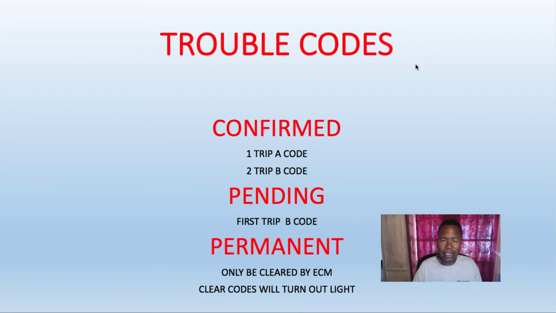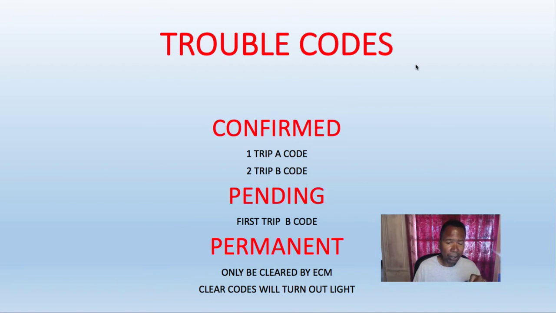Okay, OBD2 trouble codes you're going to need to be familiar with. You've got confirmed codes. A one trip failure is an A code, meaning that as soon as the problem is there, it sets the light. They have to be either a severe misfire, a severe air fuel problem, or an open or shorted circuit. As soon as it sees it, it turns the light on. It's called a one trip failure, a type A code.